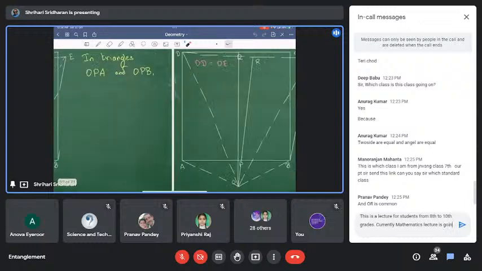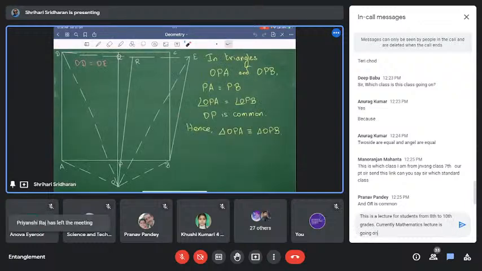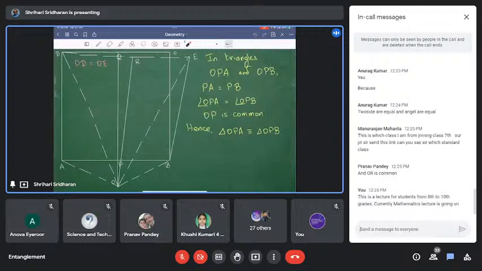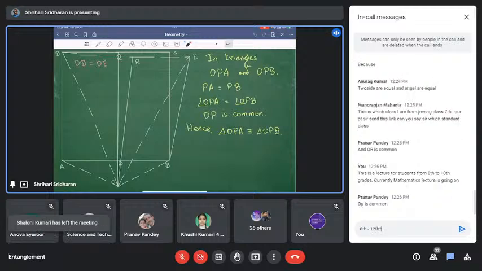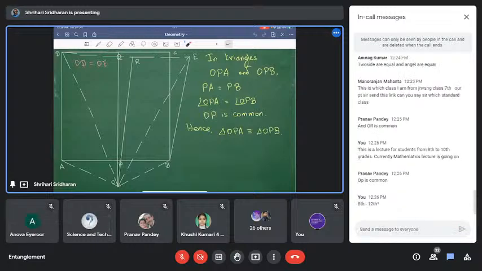I again find that P is the midpoint of the side AB, which means PA should be the same as PB. Angle OPA should be the same as angle OPB, which is 90 degrees. And OP is a common side. I make use of the same SAS postulate as earlier to conclude that triangle OPA should be congruent to triangle OPB.